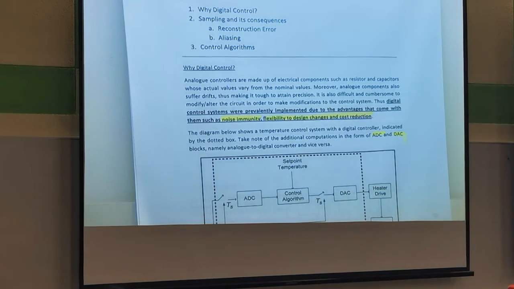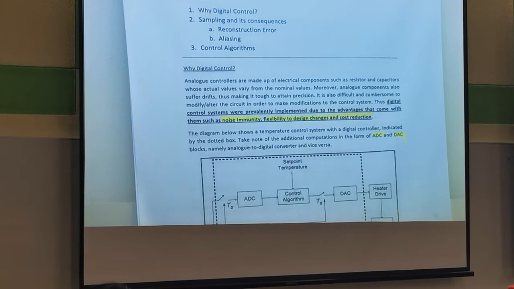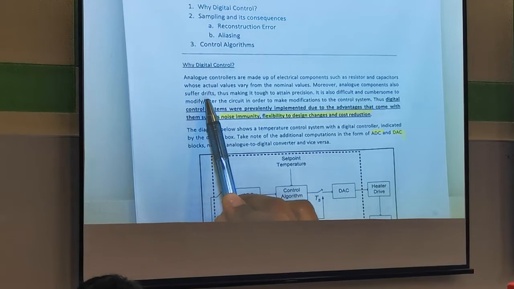What is it made of? It's made up of electrical components. There's a lot of components underneath. It's a big box because there are so many resistors and capacitors and transistors inside. That is an analog controller. What's the problem with that? Over the years, it gets wear and tear, your resistor will spoil. And it also suffers drift.